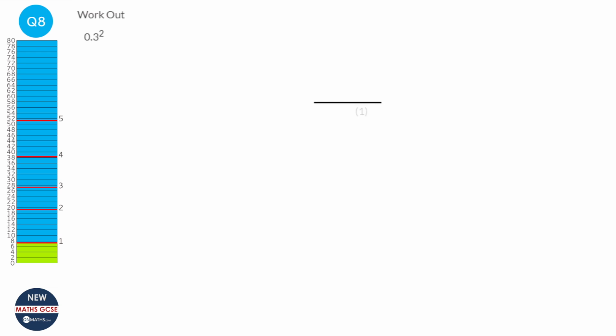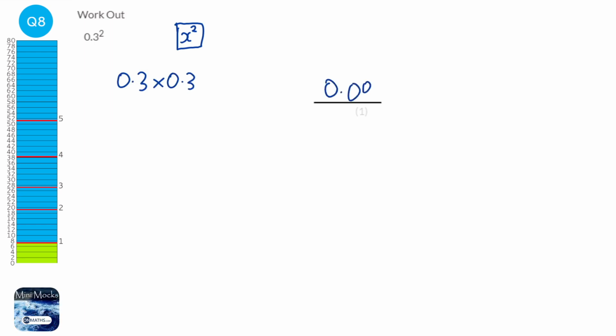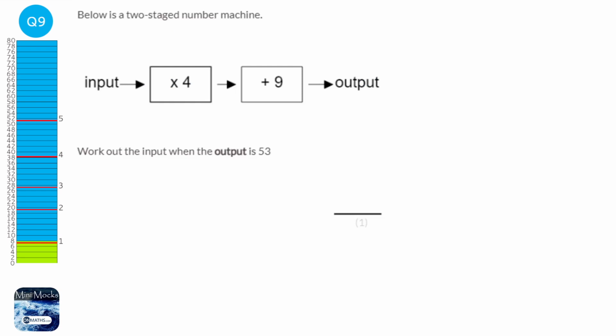And to work this out, we just need to type in 0.3 on the calculator and then press a button that mostly, on most calculators, looks like this, and it will just square it for us. If you can't find that button, all you need to do is do 0.3 times 0.3, and that will give you the same answer of 0.09.